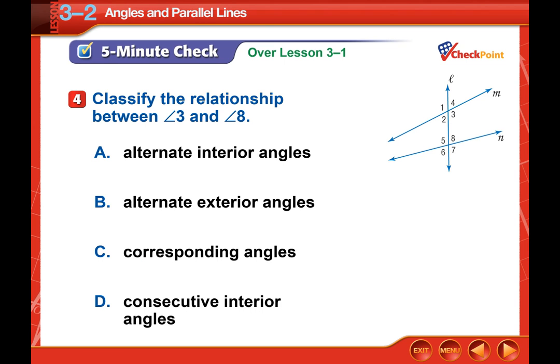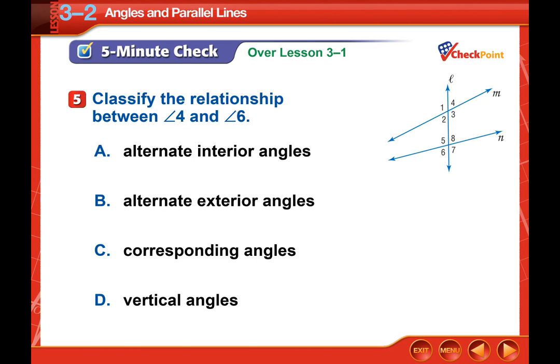Classify the relationship between angle 3 and angle 8. Well, in this case, we can see that they are both on the same side of the transversal L, and both are to the interior of lines M and N. So they're not alternating. They're not switching sides. They're not corresponding because they're not both on the same side of the lines, but these are consecutive interior angles.